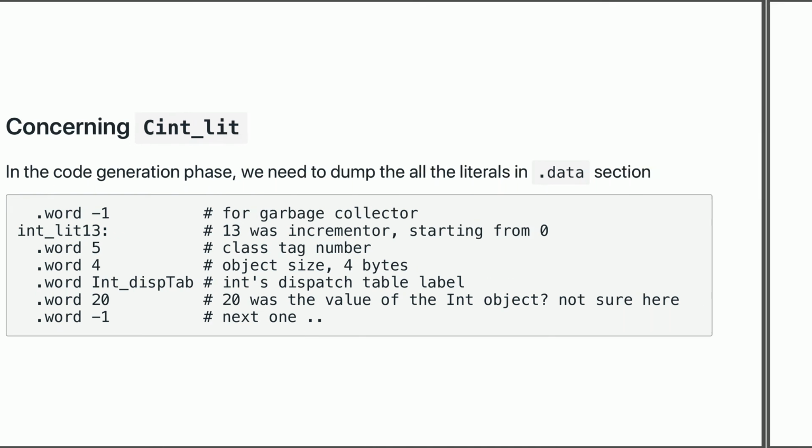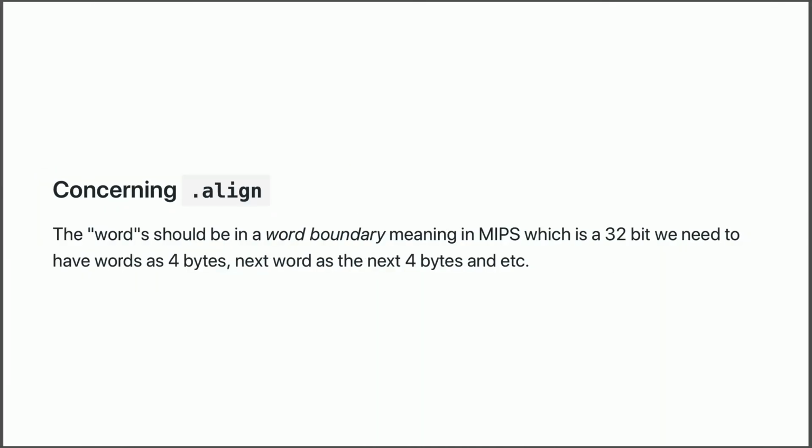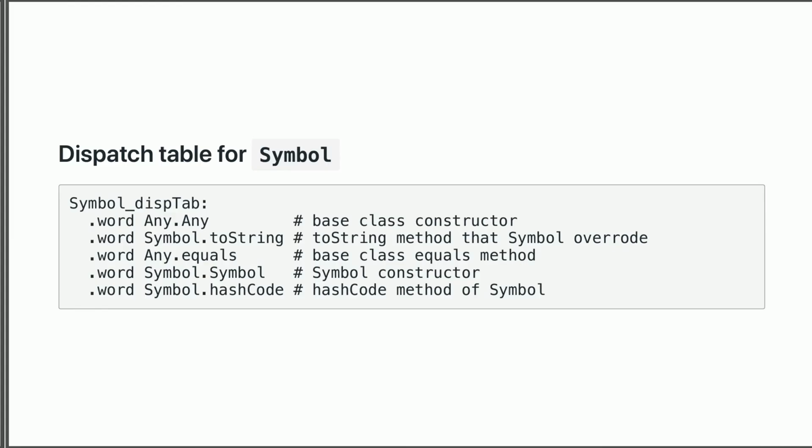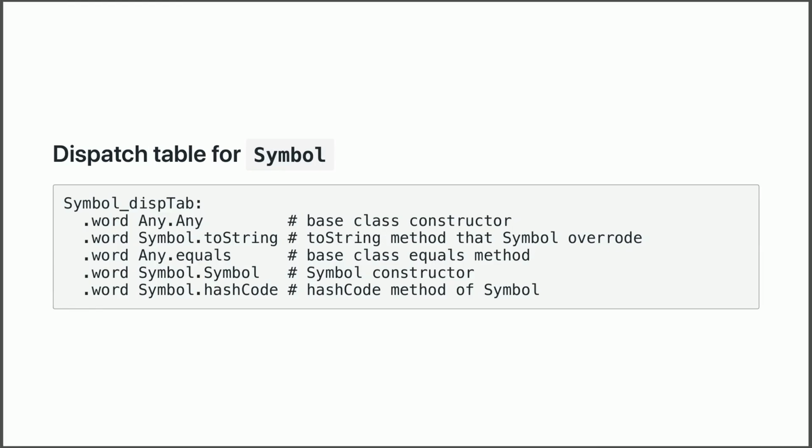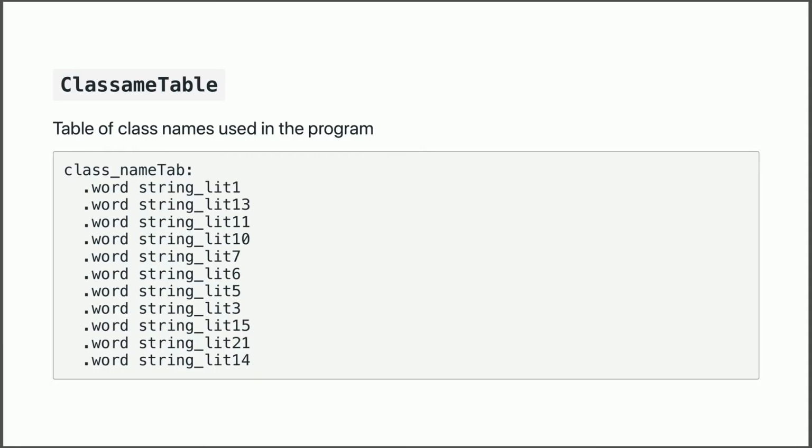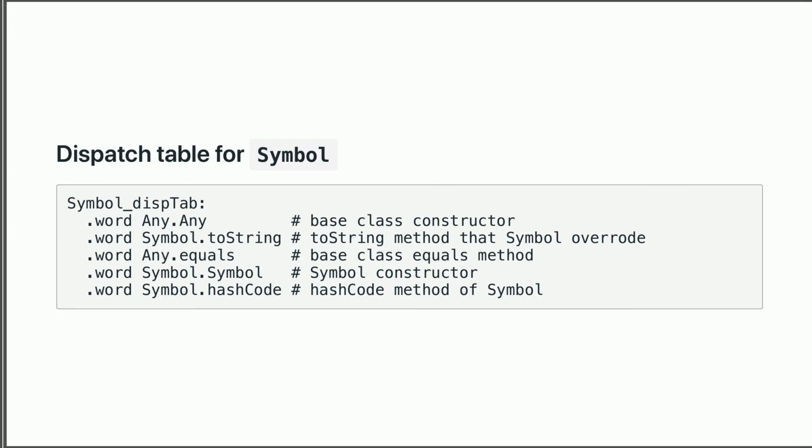Okay, you now know addresses are in bytes. Labels just don't mean anything, they just say somewhere here. They don't actually take any space. Again, the class name table is like a dump of all the class names as string literals. Okay, let's continue.